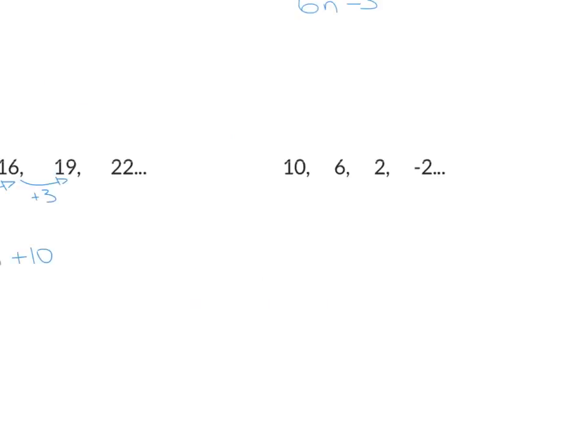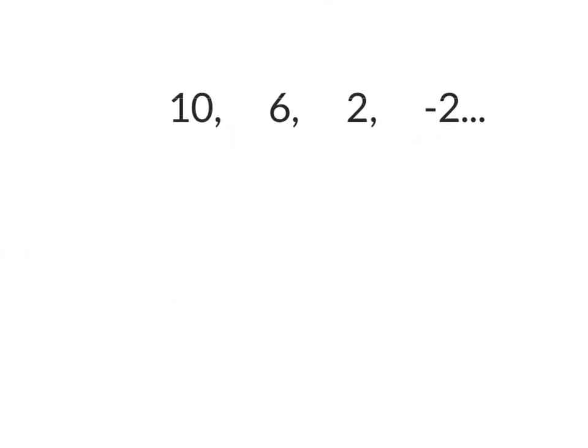And last question. This is a negative one. Numbers are getting smaller. So go from 10 to 6, 6 to 2, and 2 to minus 2. Each time I'm just taking away 4. So for that reason, I'm going to start off with minus 4n.